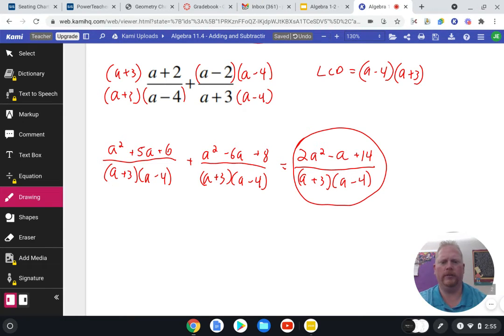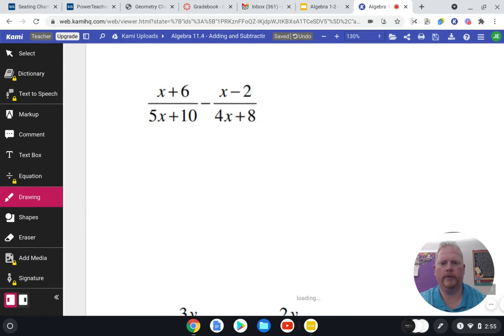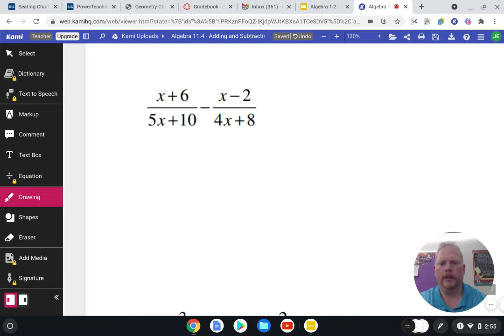Let's try a couple more. Okay, so here I have 5x plus 10 and 4x plus 8 as my denominators. Now, something that's going to be helpful is if we can kind of break that down, maybe we can find our LCD a lot easier. So that first fraction is going to stay x plus 6, but then that denominator is going to be 5 times x plus 2.